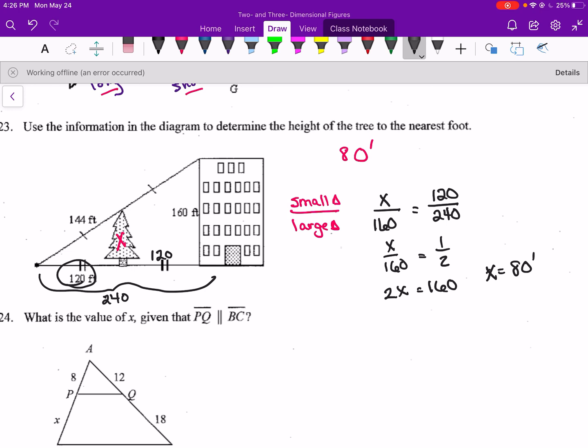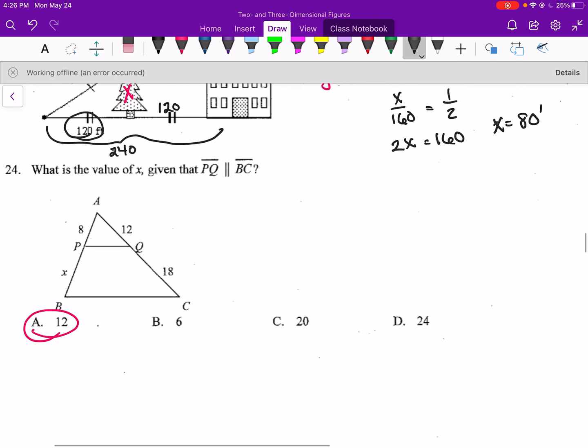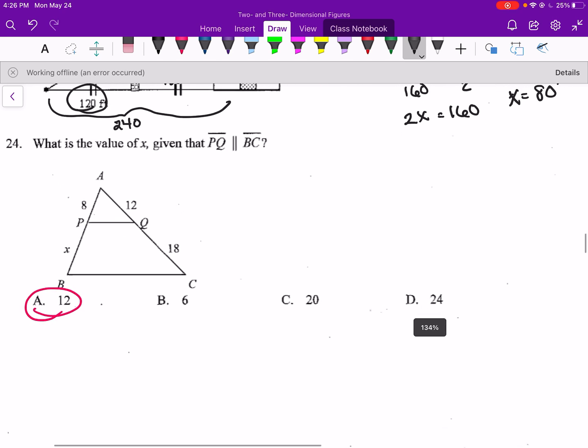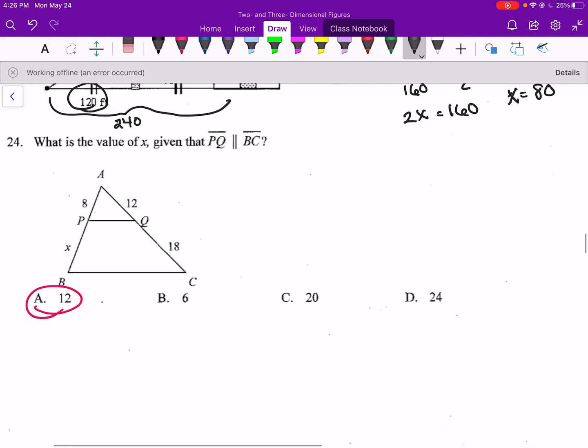And then finally, number 24, the last one on this video. Again, similar triangles. This way, we can work this one slightly differently because we're told that the two sides are parallel. And if you remember, we had something called a side splitter theorem.